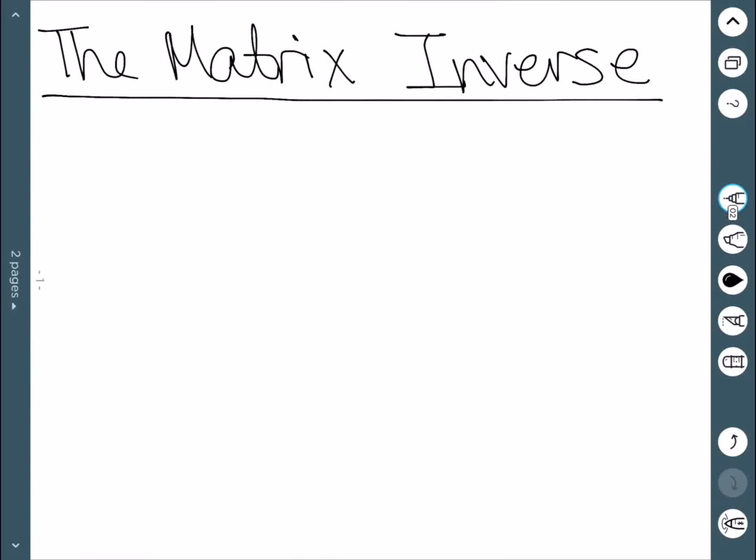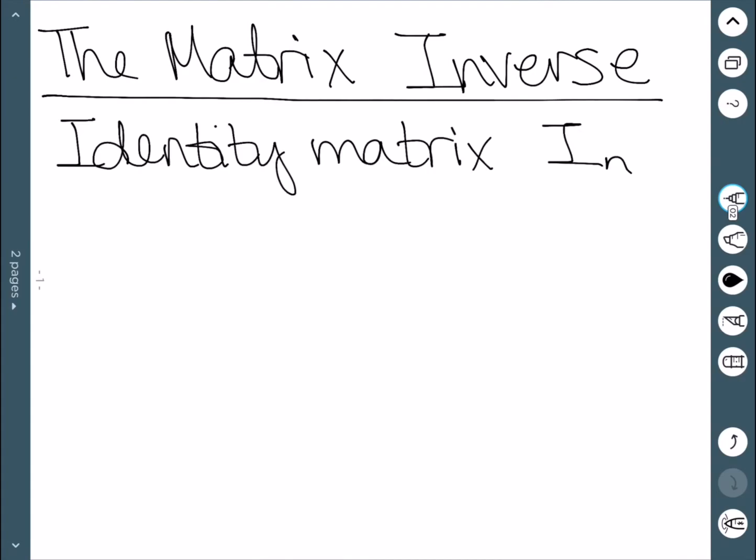We'll now give an introduction to the matrix inverse and what it means. Before we define the matrix inverse, we need to define the identity matrix, which we'll denote by I sub n, where the n determines the size. This thing does need to be square, so it'll be an n by n.